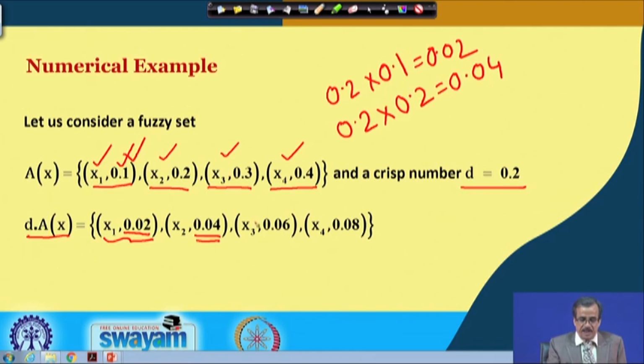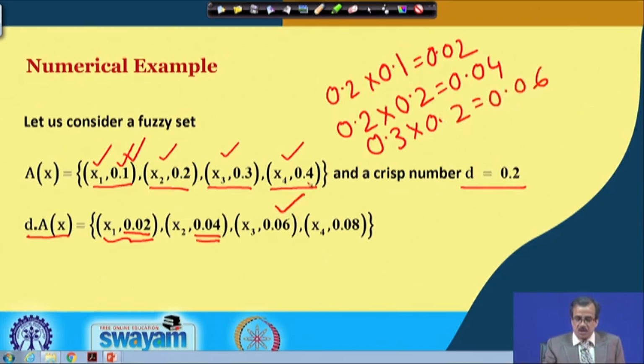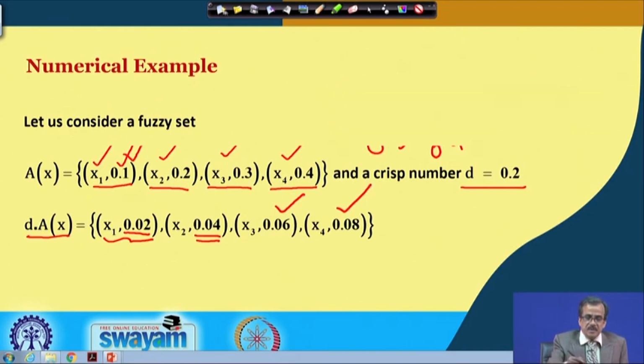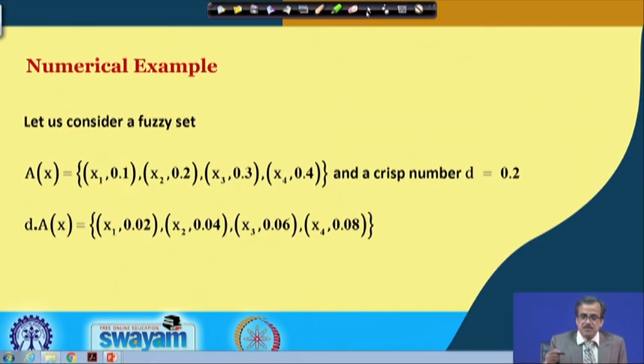Similarly, corresponding to x3 we will have 0.3 multiplied by 0.2 and that is nothing but 0.06. Then corresponding to x4 we will have 0.4 multiplied by 0.2 and this is nothing but 0.08. So, corresponding to x4 we will be getting 0.08. Now, let us try to understand the physical significance of this multiplication.